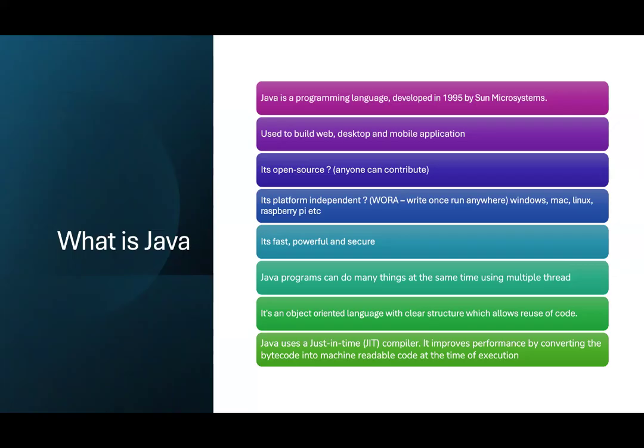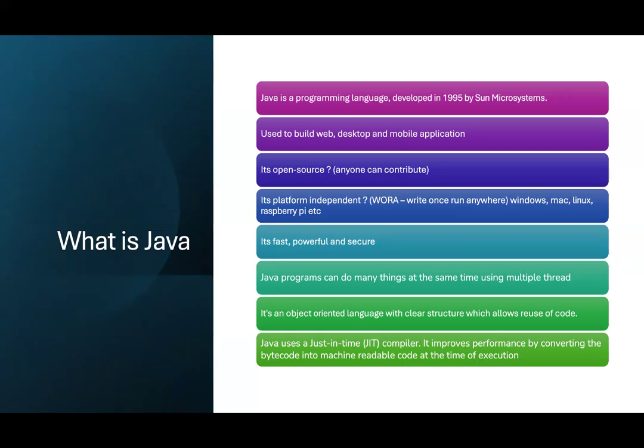Like we have heard about the concepts of overloading and overriding. So we write the code once and use it in multiple places. That's one of the beauties of an object-oriented programming language. So Java is built on object-oriented programming.